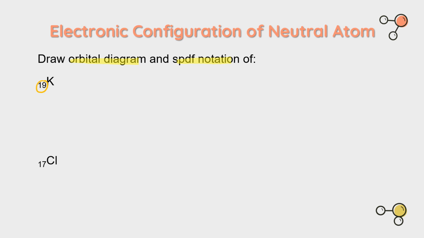17. So first, we are going to draw the orbital diagram for potassium 19. So what you have to do first is draw the empty orbitals according to the Aufbau Principle. Do you still remember the sequence of empty orbitals according to their energy levels?